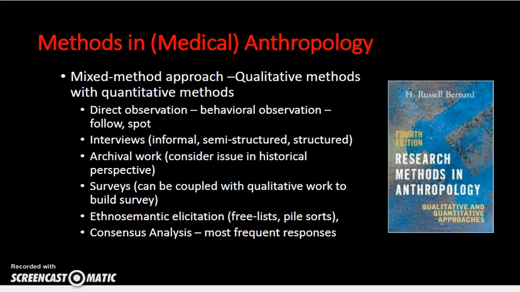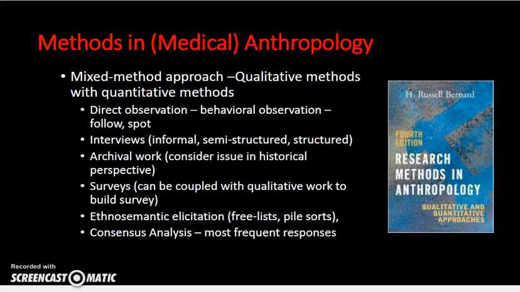Surveys, again, a lot of this work is typically done by sociologists as well. You could see this in marketing as well. This can be coupled with qualitative methods in order to help build the survey. In fact, Anthropac has this built into the program overall. This is Steve Borgatti's work.